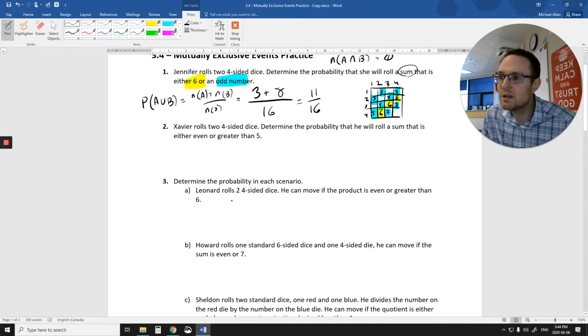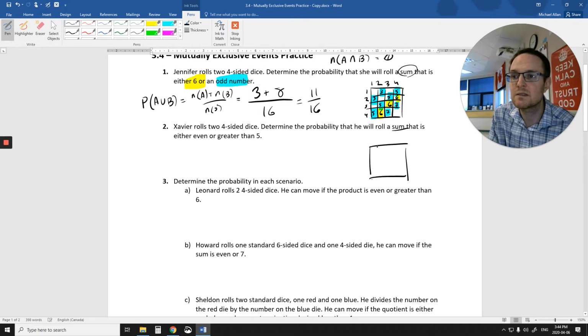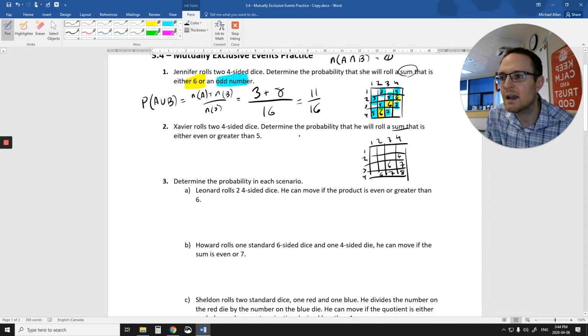Xavier has two four-sided dice. Again, just like this. What's the probability that I roll a sum that is even or greater than 5? So I could definitely do this again. Actually, these boxes look nicer than before. Greater than 5, so that would be 6, 6, 6, 7, 7, and 8. And even, oh man. So these are not mutually exclusive. So there's going to be some overlap here, so we're going to have to worry about that.